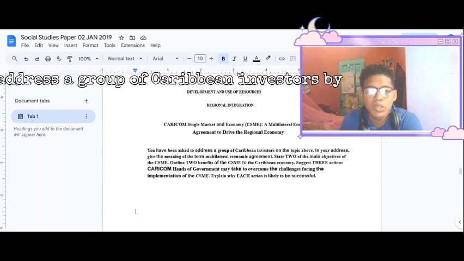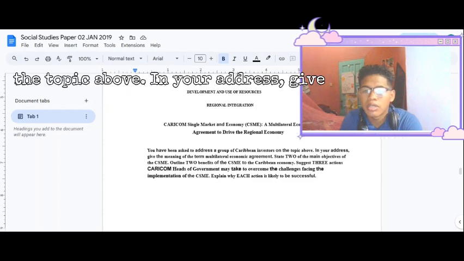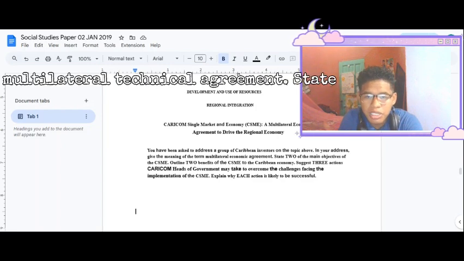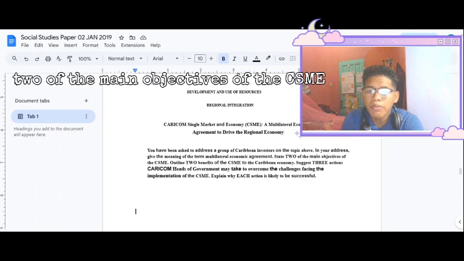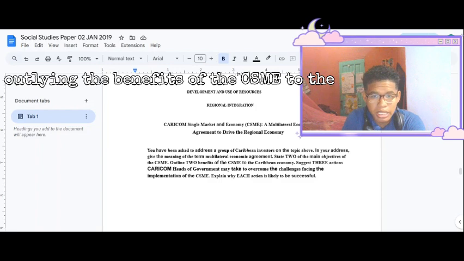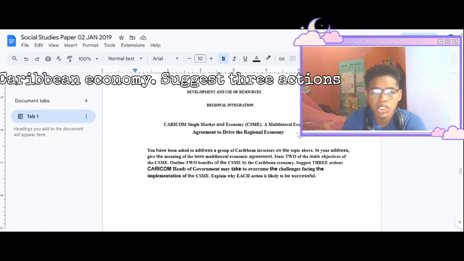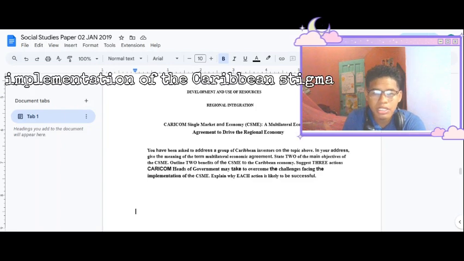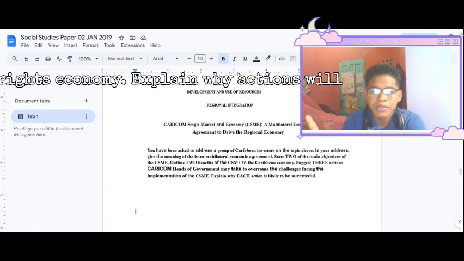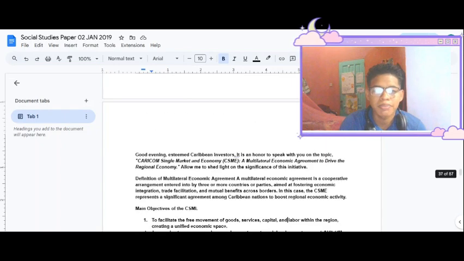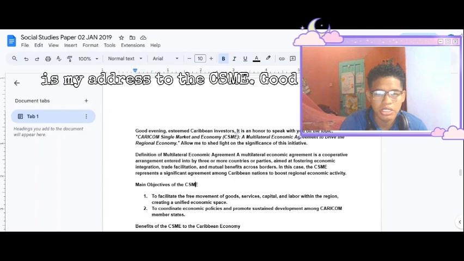You have been asked to address a group of Caribbean investors on the topic above. In your address, give the meaning of the term multilateral economic agreement. State two of the main objectives of the CSME. Outline two benefits of the CSME to the Caribbean economy. Suggest three actions CARICOM heads of governments may take to overcome the challenges faced in the implementation of the Caribbean Single Market Economy. Explain why actions are likely to be successful. And this is my address to CSME.